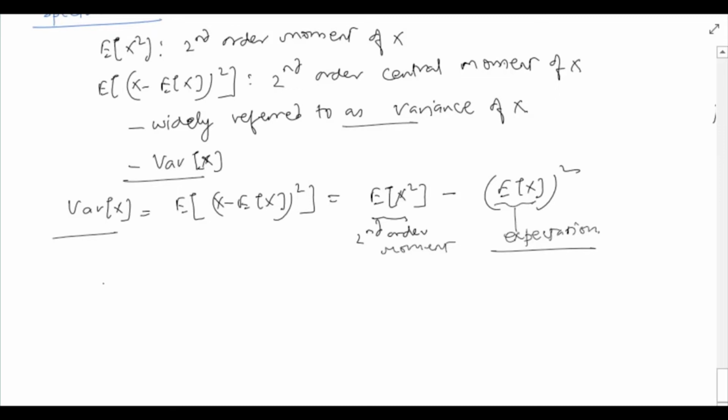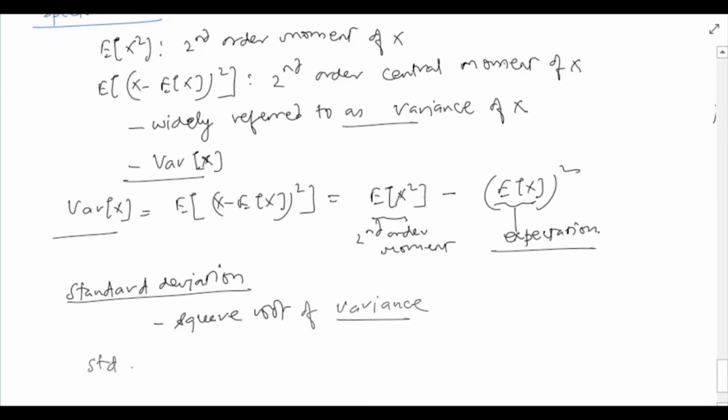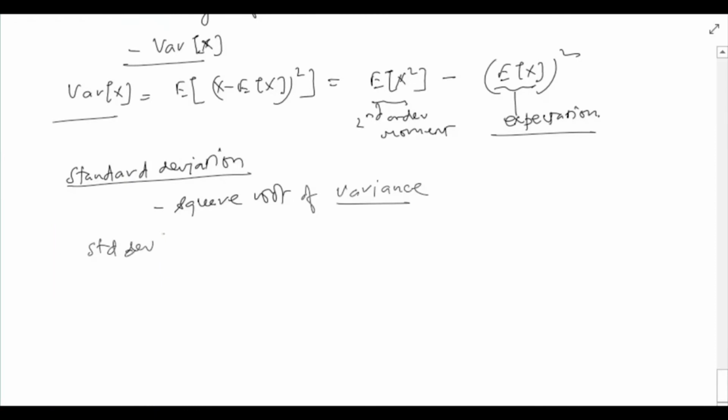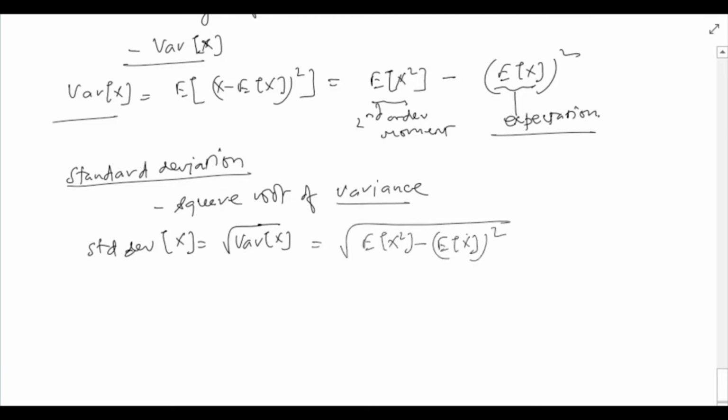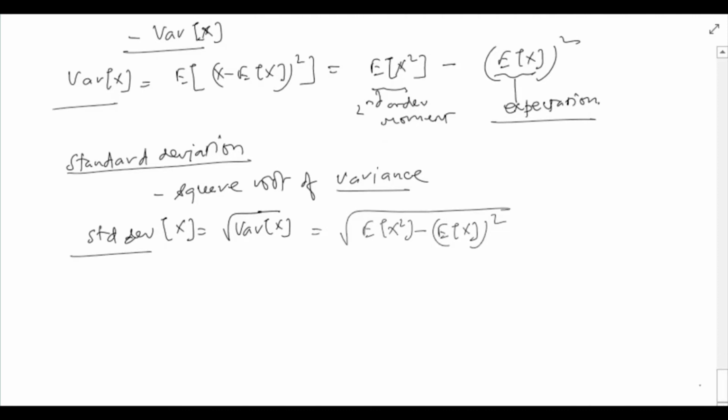Square root of variance is known as standard deviation of the random variable. So let's see standard deviation. Standard deviation of a random variable is the square root of variance. It's often denoted as STD-DEV. So STD-DEV of X is the square root of variance. Now we can use any of the above two formulas for variance. So for instance, it can be written as the square root of expected value of X squared minus (expected value of X) whole squared. So this is standard deviation. So we have thus defined variance and standard deviation of random variables. Let us see an example.